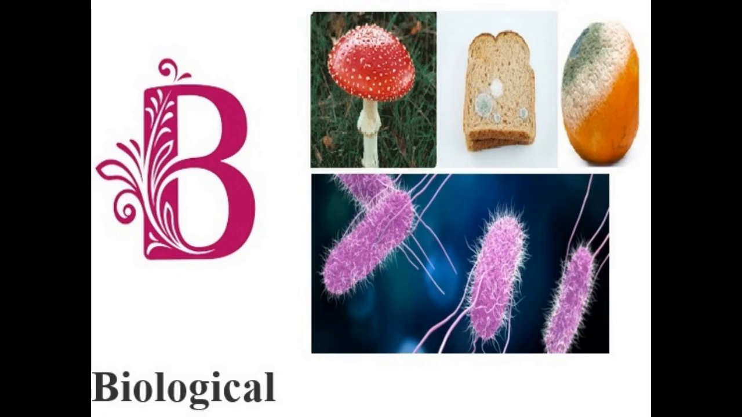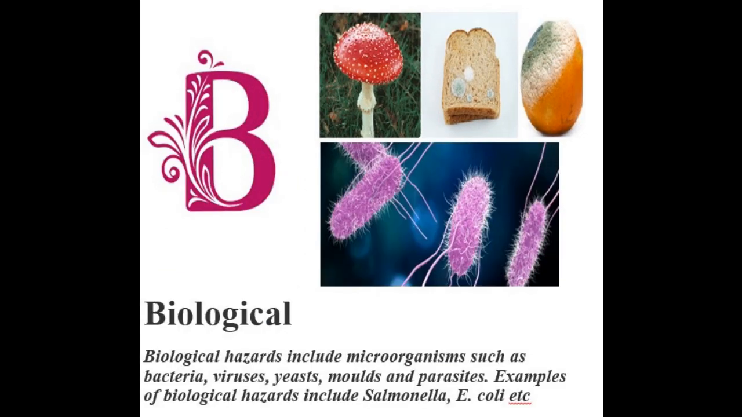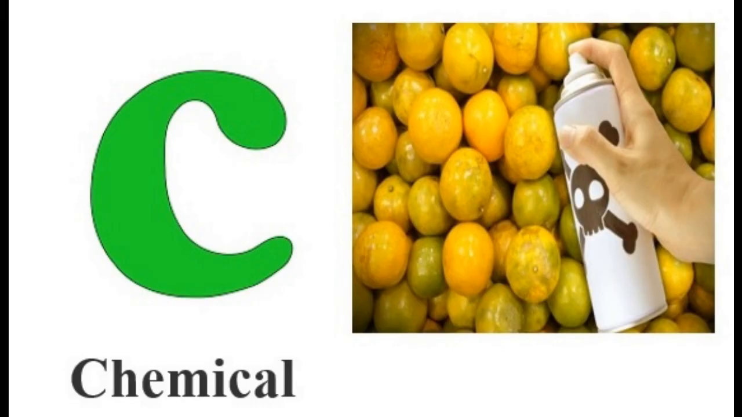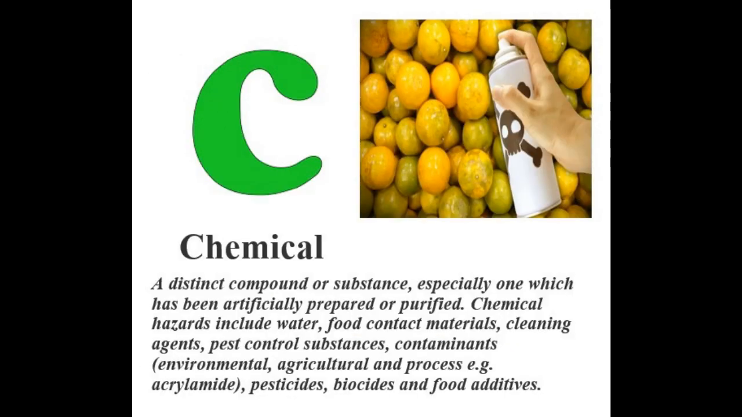Foodborne diseases can be caused by consuming food contaminated by pathogenic microorganisms such as bacteria and their toxins, fungus, viruses and parasites. Examples are Salmonella, E. coli, Listeria monocytogenes and Staphylococcus, etc. Chemical hazards are distinct compounds or substances, especially one which has been artificially prepared or purified. Chemical hazards include contaminated water, food contact materials, cleaning agents, pest control substances, contaminants, pesticides, biocides, and food additives.